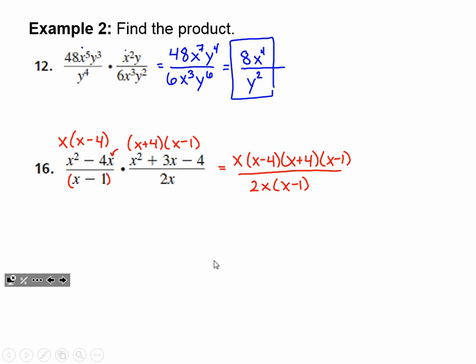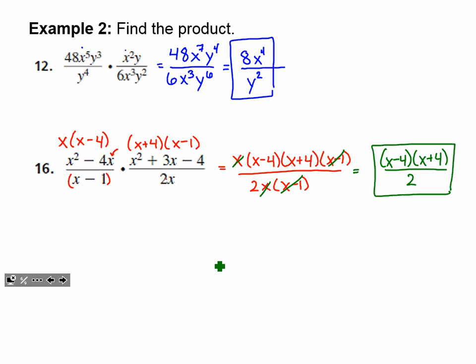All right, so what cancels out? What simplifies? Well, I have a factor of just x multiplied into the numerator and denominator. And I've got a factor of x minus 1. So those all cancel out. Final answer, x minus 4 times x plus 4 all over 2. It's considered simplified when we have no common factors between numerator and denominator.